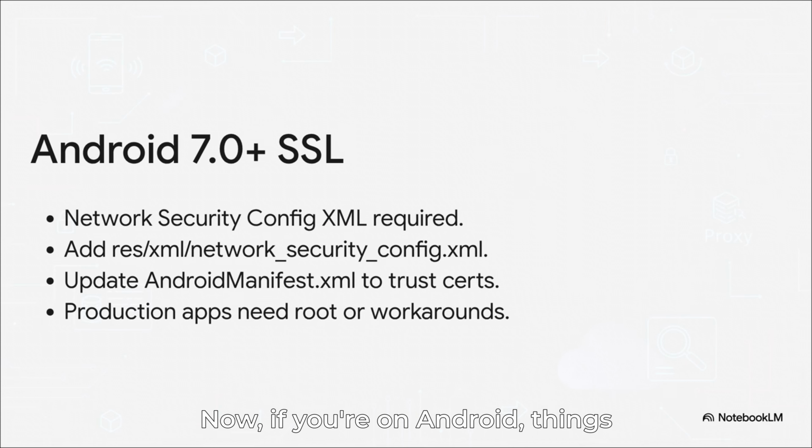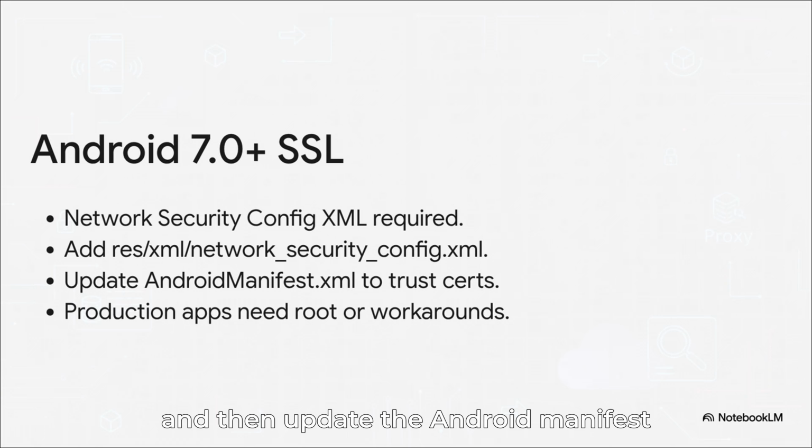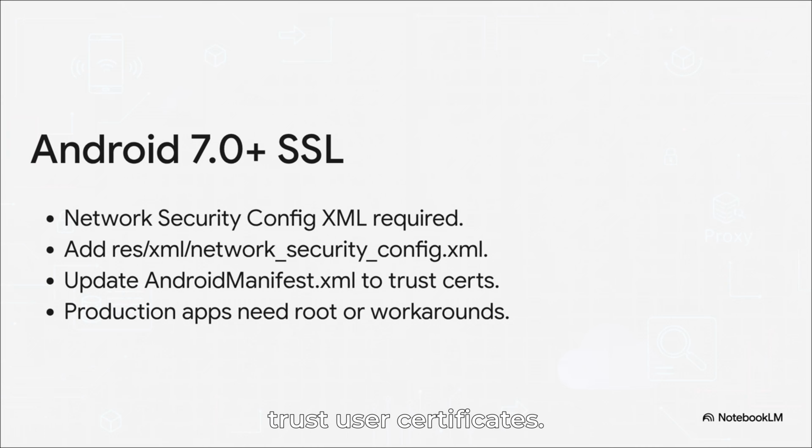Now, if you're on Android, things are a bit different, and it really brilliantly illustrates Android's secure by default architecture, especially on Android 7.0 and up. You can't just install a certificate on the phone and expect it to magically work for every app. You actually have to add a specific network security config XML file directly to your app's codebase and then update the Android manifest so it knows to trust user certificates. Practically speaking, this means out of the box, you're usually going to be intercepting debug or test builds of your Android app rather than the fully locked down production version you'd get from the App Store.